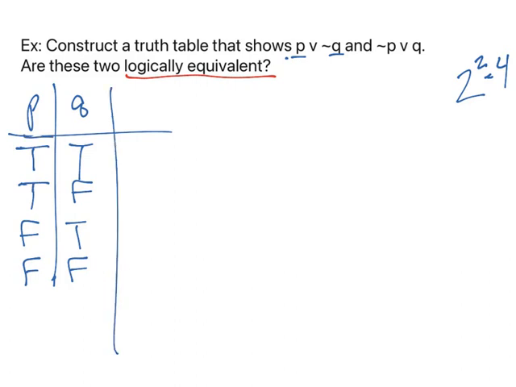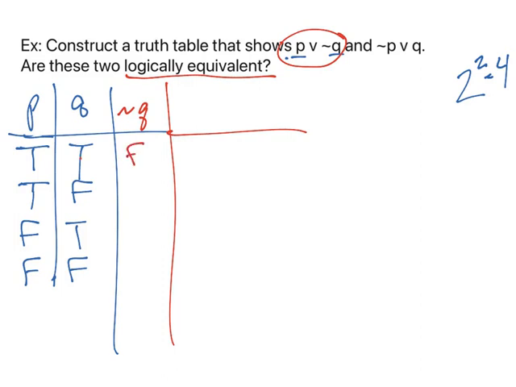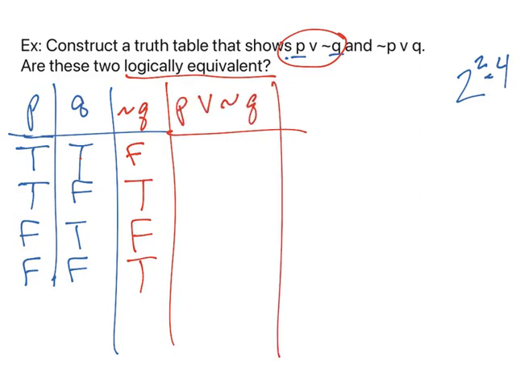I need to show P or not Q. Well, first let's do not Q. Remember when we're dealing with negations, it's the opposite truth value. So I'm going to look at my Q column and negate it. When I see a true in the Q, that becomes a false in the not Q. If it's false with Q, it's true in not Q. It's just the opposite.